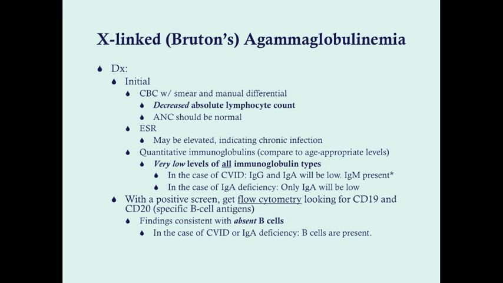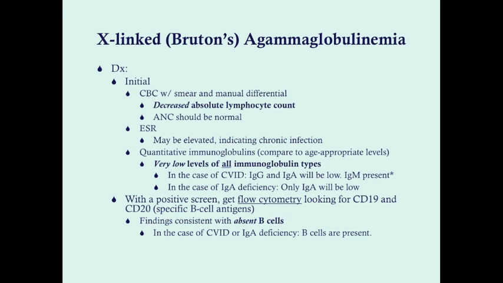So you get a CBC, you want to get a smear because you want to look to see if there's any abnormalities. Another thing that can cause children to get infections frequently is leukemia. So we want to get a smear, and then a manual differential. So you will see a decreased absolute lymphocyte count. Well, that makes sense, doesn't it? Because you don't have B cells. And if you don't have B cells, of course, your lymphocyte count is going to be decreased. However, your neutrophil count should be normal. So your ANC will be normal.